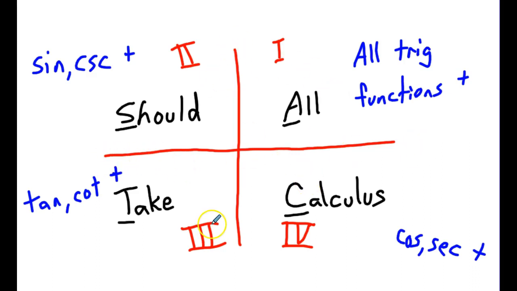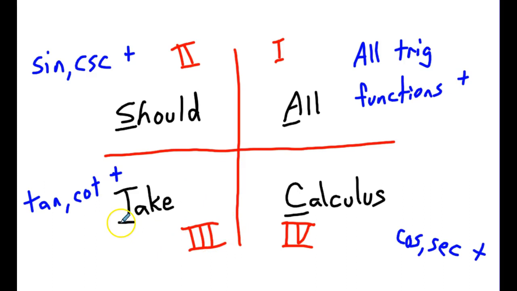Referring to our x and y axis, we have the 4 quadrants, quadrant 1, 2, 3, and 4. And now we have a saying that you need to remember. All should take calculus. We have A, S, T, C. The A in quadrant 1 refers to all trig functions are going to be positive in quadrant 1. So sine, cosine, tangent, secant, cotangent, all of them are going to be positive in quadrant 1. In quadrant 2, the S stands for sine is positive, which means the reciprocal of sine, which is cosecant, is going to be positive as well. So in quadrant 2, sine and cosecant are positive. All the other ones will be negative.